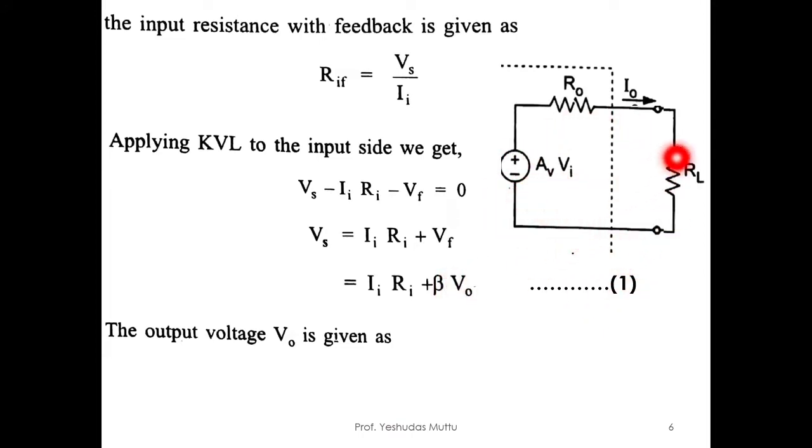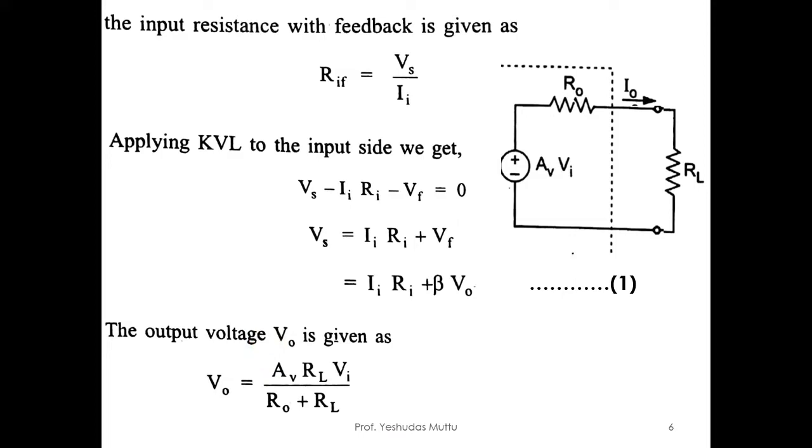Now I need to find out V0. Where does V0 lie? Over here, across RL. So I'm going to use the voltage divider rule. This is your main voltage source. So your voltage divider rule tells me that V0 is equal to the main voltage AV VI multiplied by RL upon R0 plus RL. So that is present over here.